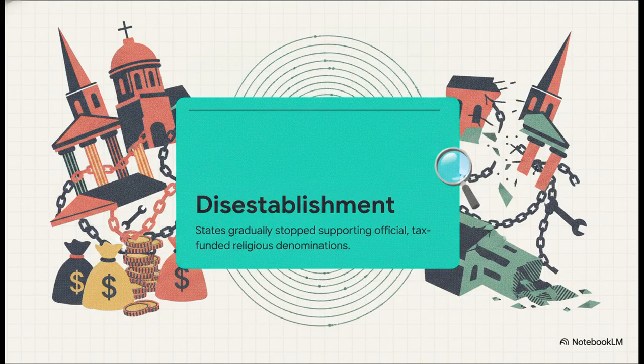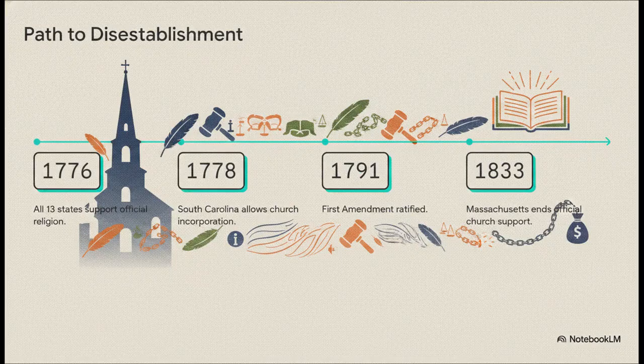All 13 states either funded official state churches with tax dollars, or they literally forced politicians to profess a specific faith to maintain social order. Disestablishment, the process of unwinding all that, was a slow, agonizing unraveling. Separating religion from government wasn't instantaneous at all. It was a messy, state-by-state slog that took almost 60 years.